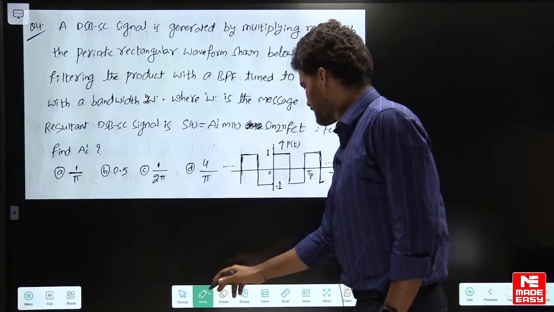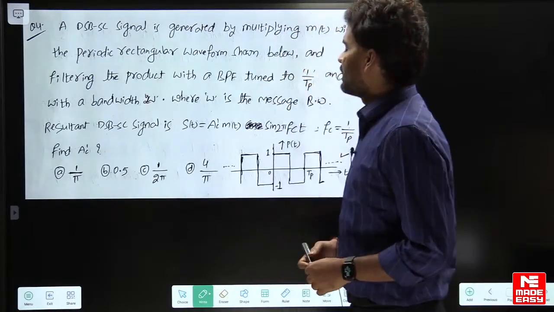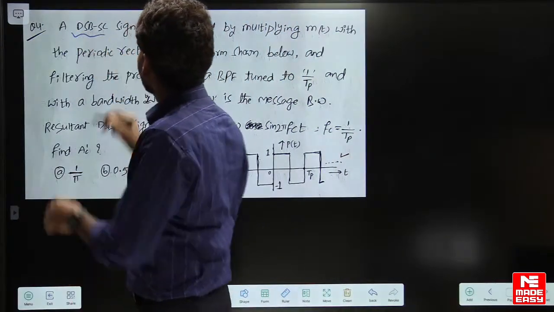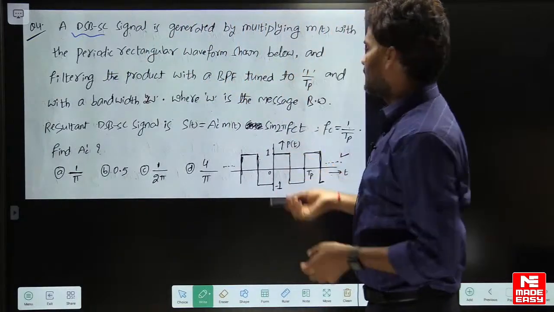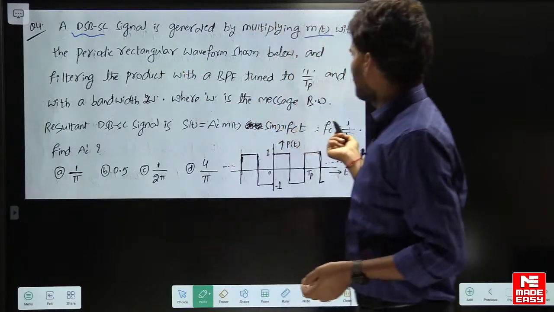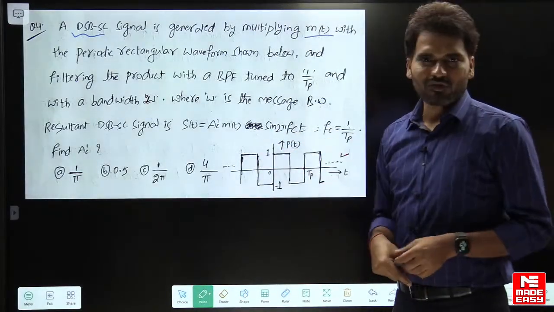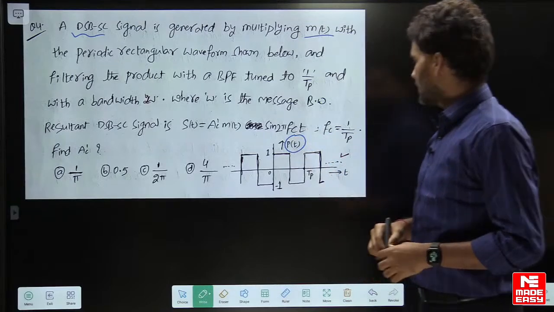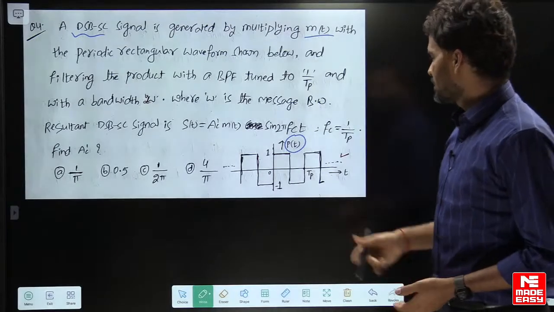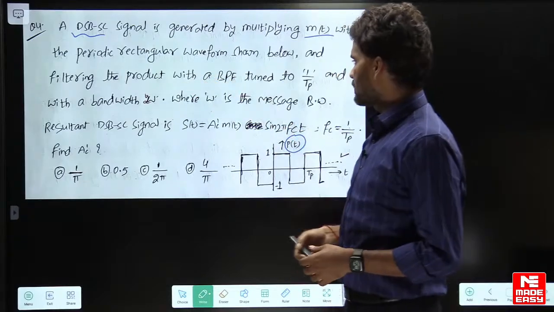Yes, see this here. Let me read it for you. This is about DSB-SC modulation. A DSB-SC signal is generated by multiplying MT with the periodic rectangular waveform shown below. This is the periodic rectangular waveform, that is PT. I think you can see it. So here the DSB-SC signal is generated by multiplying MT with this PT, and filtering the product with a band pass filter.